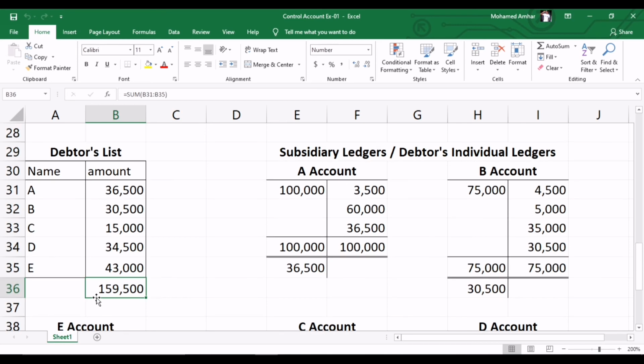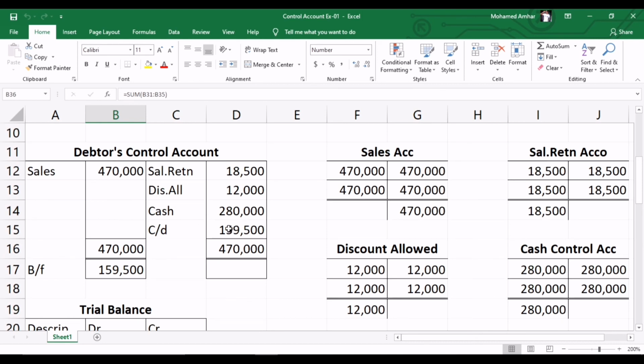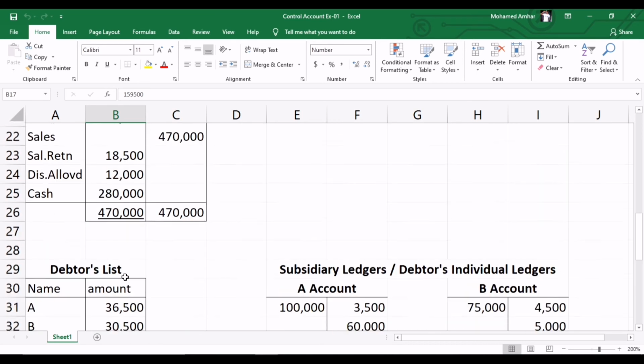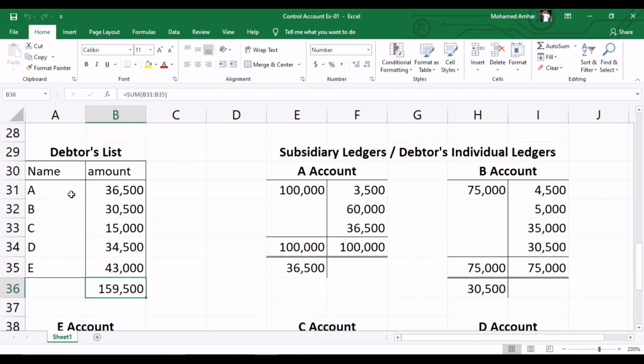Here we get the same answer that we received in the control account. Yes. In the control account, the debtors balance, you got a total balance of 159,500. In the debtors list, you got the same answer, but individually you have found out how much A should be given, how much B should be given, how much C should be given. Like that, we have taken the individual balances.